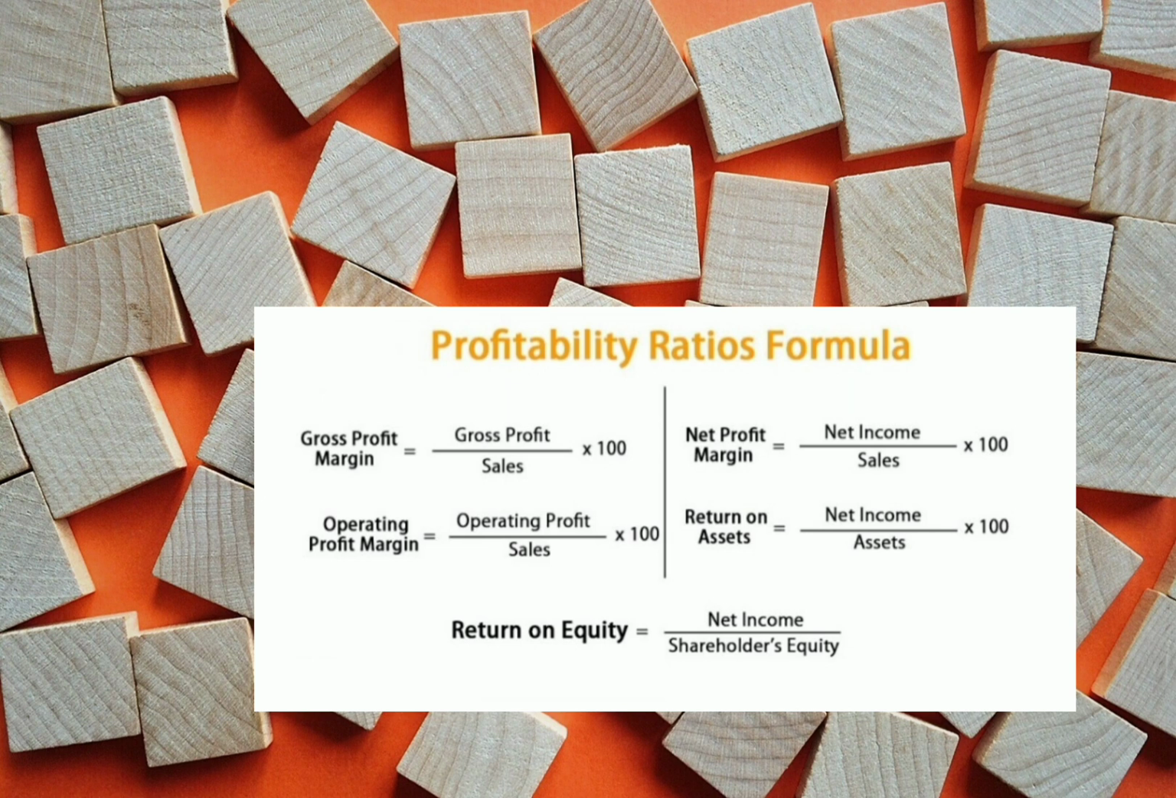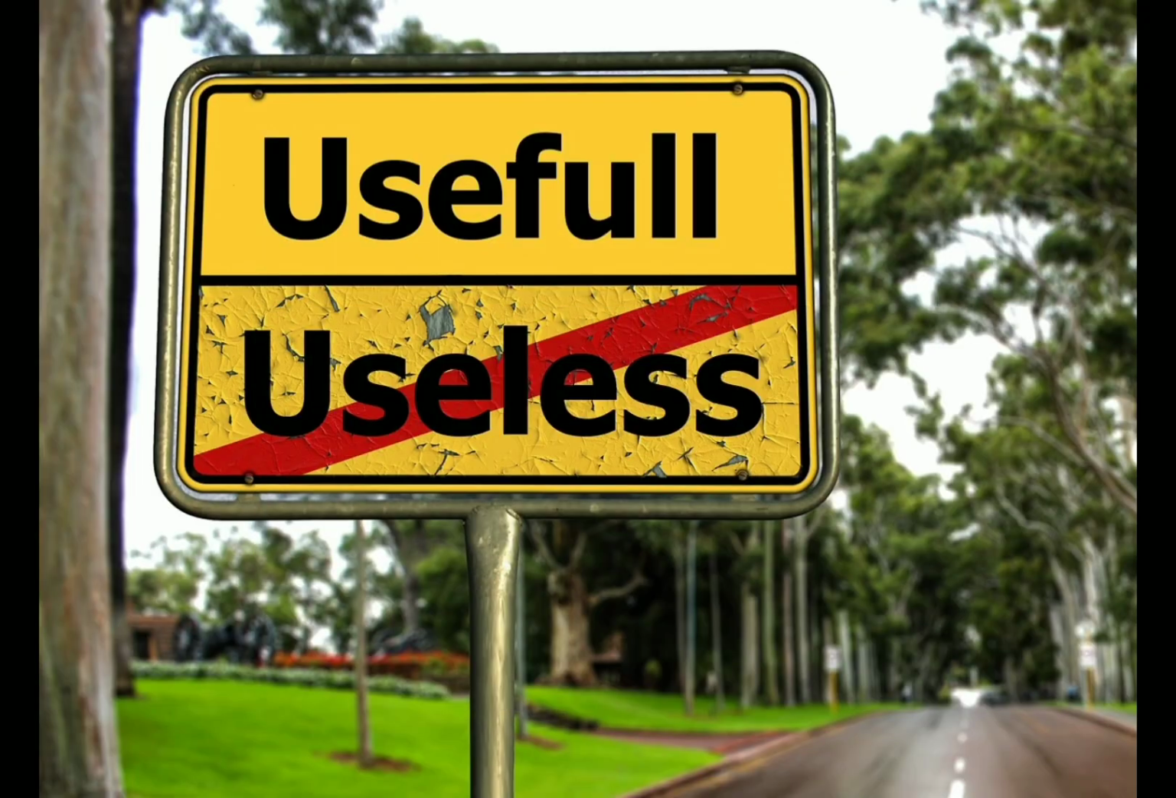Net profit ratio or percentage. This figure takes into account all your business expenses. Net profit ratio is equal to net profit divided by sales. Return on assets ratio. This ratio measures how well your business is using its assets to produce more revenue. Return on assets ratio is equal to net profit divided by total assets.